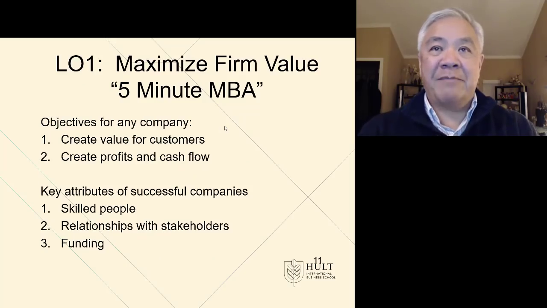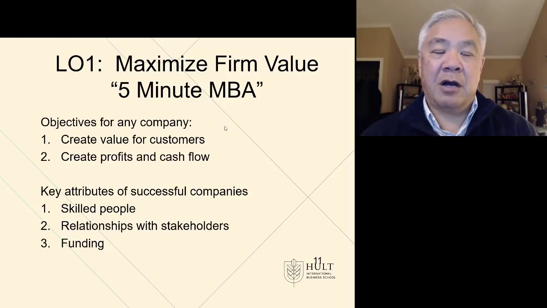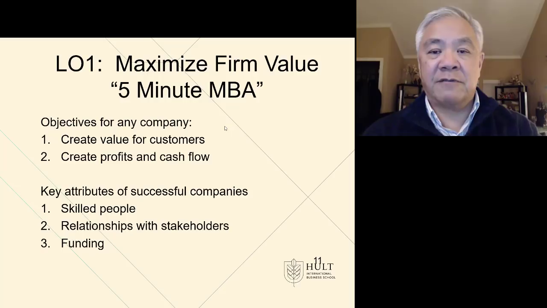So let's start with the 5-minute MBA. Probably going to do it in less than 5 minutes. The objectives for the company are first to create value for the customers, because if you don't do that, you'll have no customers and you'll have no business. And secondarily, to create profits and cash flow by our ability to create products and services that are demanded in the marketplace. The key attribute you'll find in successful companies is skilled people. Without skilled people, you probably won't get very far.